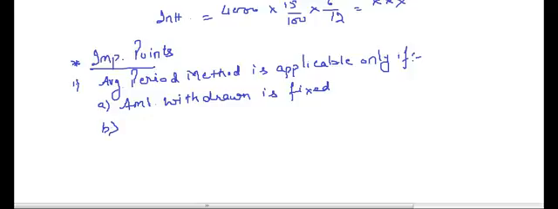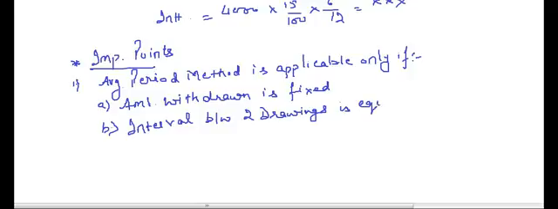Second, the interval between two drawings is equal, right? That means that the time period between the two drawings should be equal. Like he is withdrawing on first of every month, so the time period between the two drawings is equal, because he is withdrawing on 1/4, 1/5, 1/6, 1/7, 1/8. Okay, 1 month.